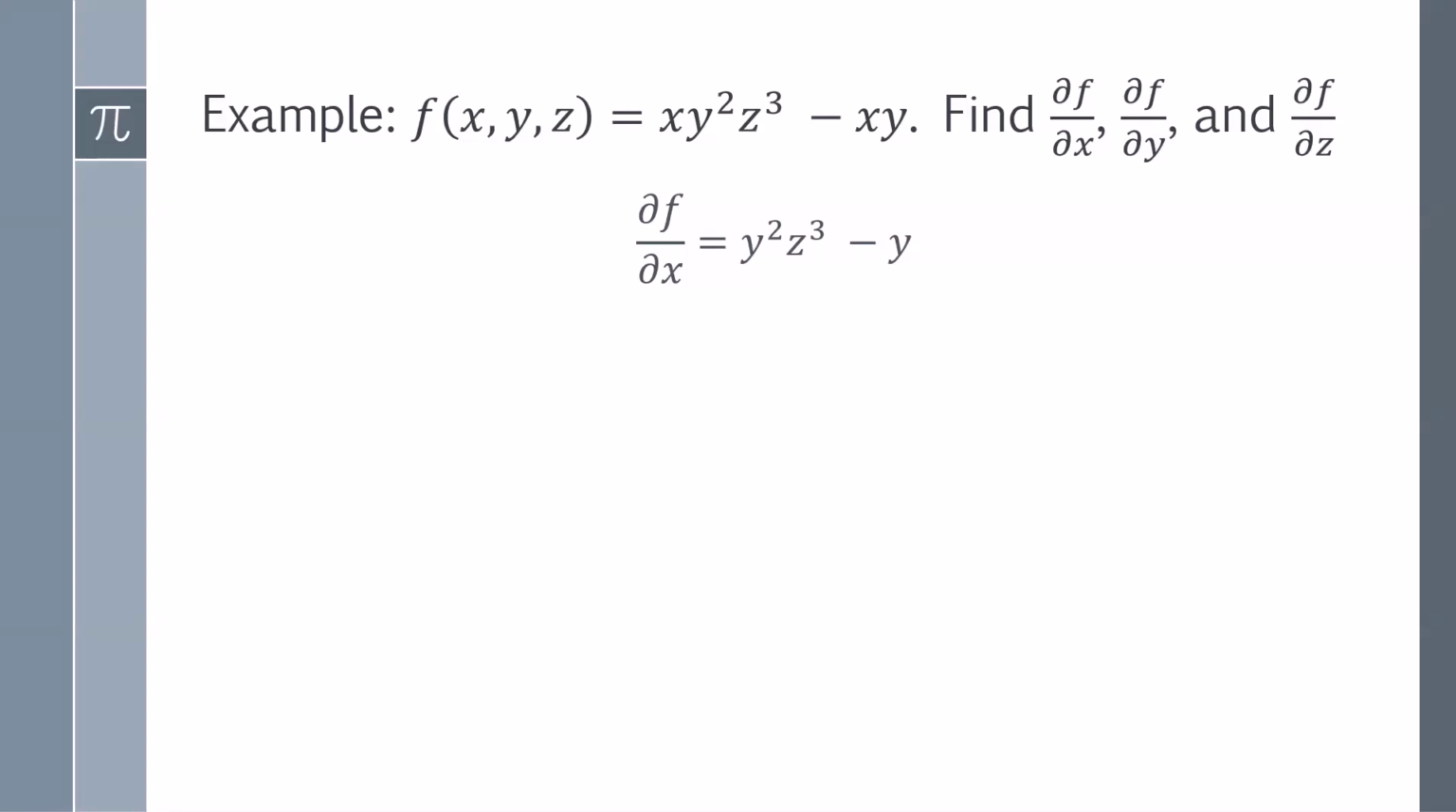The derivative of f with respect to y, we do in the same way. We leave the x alone since it's a constant, and we leave the z cubed alone since it's a constant. The derivative of y squared is 2y, and the derivative of xy, if we use x as a constant, is just going to be x. So the derivative is 2xy z cubed minus x.